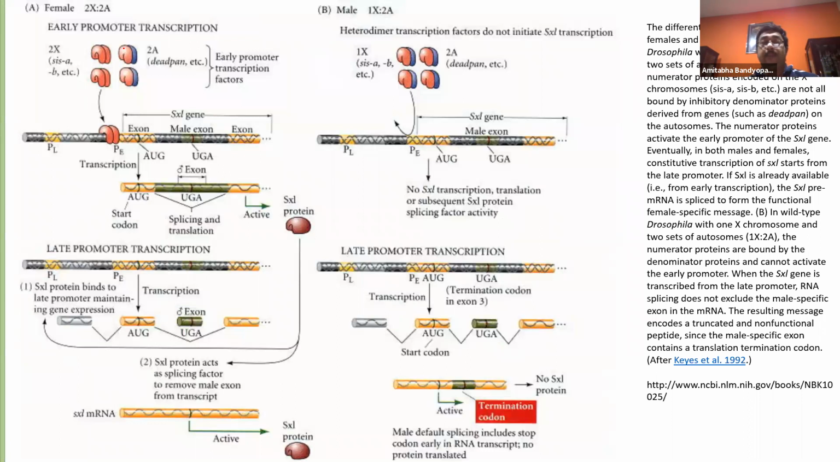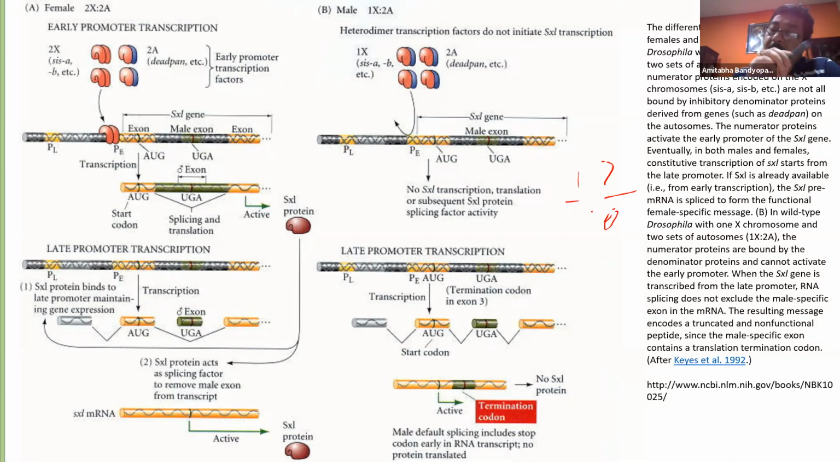The way it happens is that there are certain proteins produced from the X chromosome called sisA, sisB, etc. These are referred to as the numerator proteins, like in an equation, what is in the numerator, versus the denominator. And from the autosome, certain proteins are produced, like deadpan, which is a denominator protein. Deadpan is a typical inhibitor of these sisA, sisB proteins. What proteins those are, don't bother. Those are some kind of transcriptional regulators.